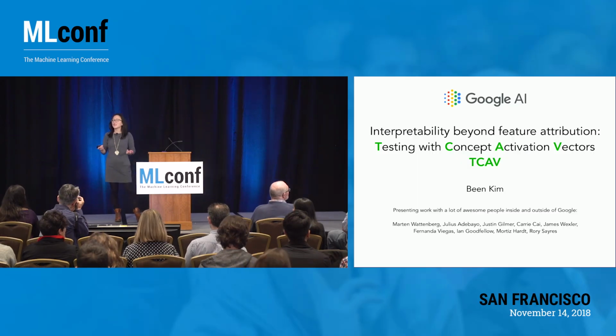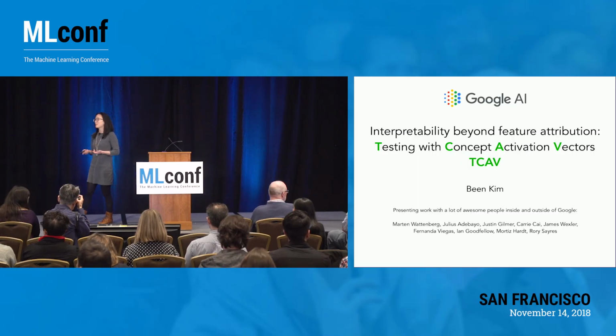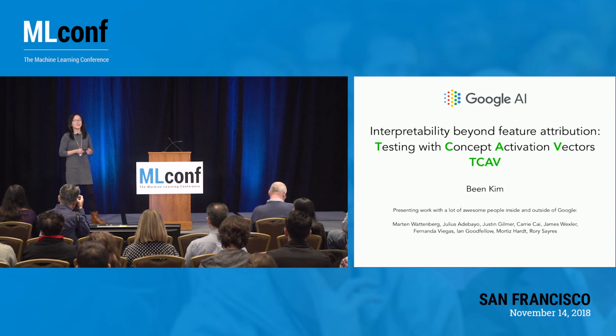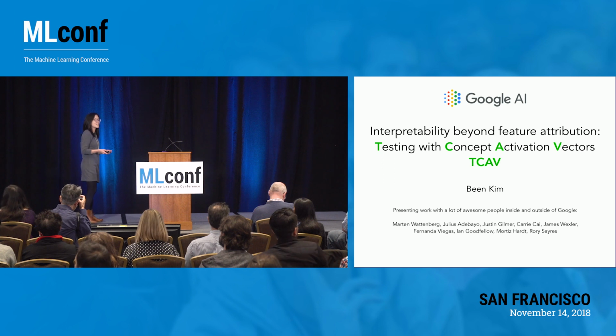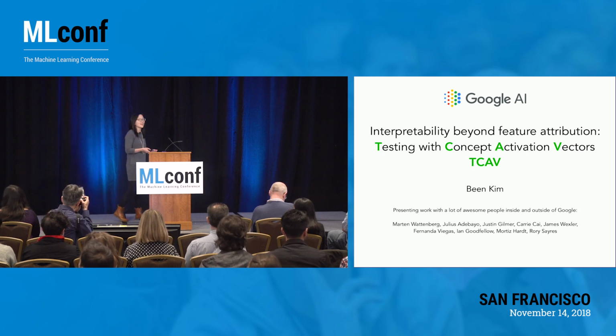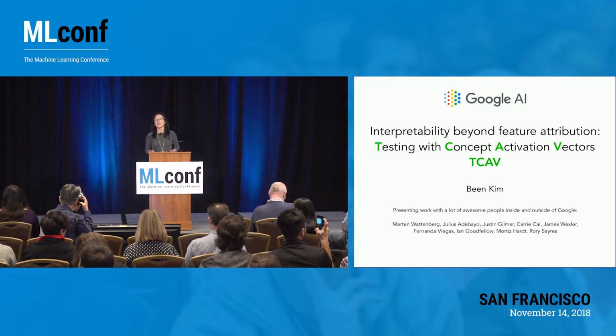I'm Been Kim. Today I'm going to talk about some of our recent work, including interpretability beyond feature attribution called TCAV. This is work with awesome people inside and outside of Google who are listed here.